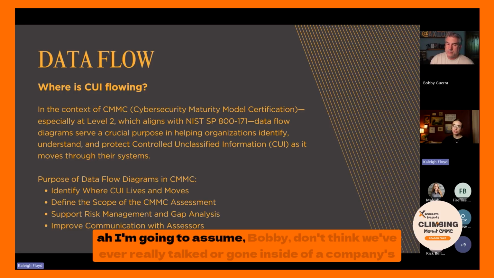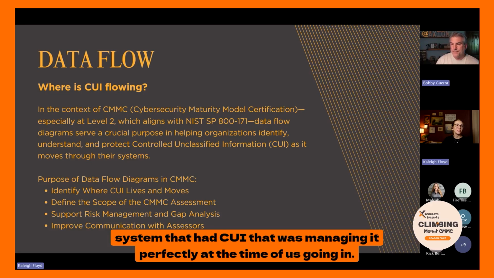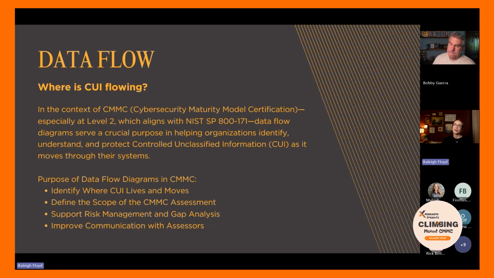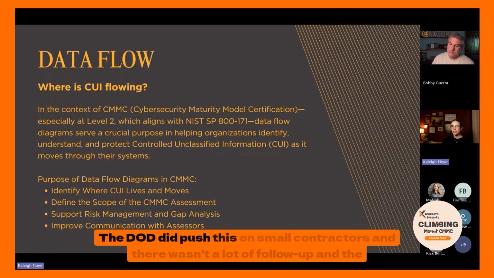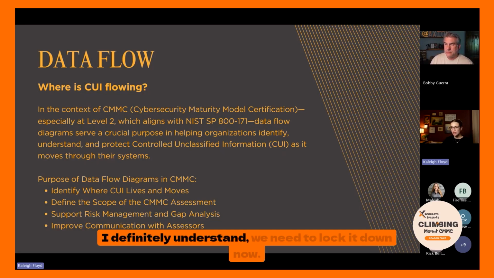I'm going to assume, Bobby, I don't think we've ever really gone inside of a company's system that had CUI and was managing it perfectly at the time of us going in. The DoD did push this on small contractors, and there wasn't a lot of follow-up, and the contractors did not do a lot of homework about this kind of stuff. Not all of them. And I definitely understand, but we need to lock it down now.